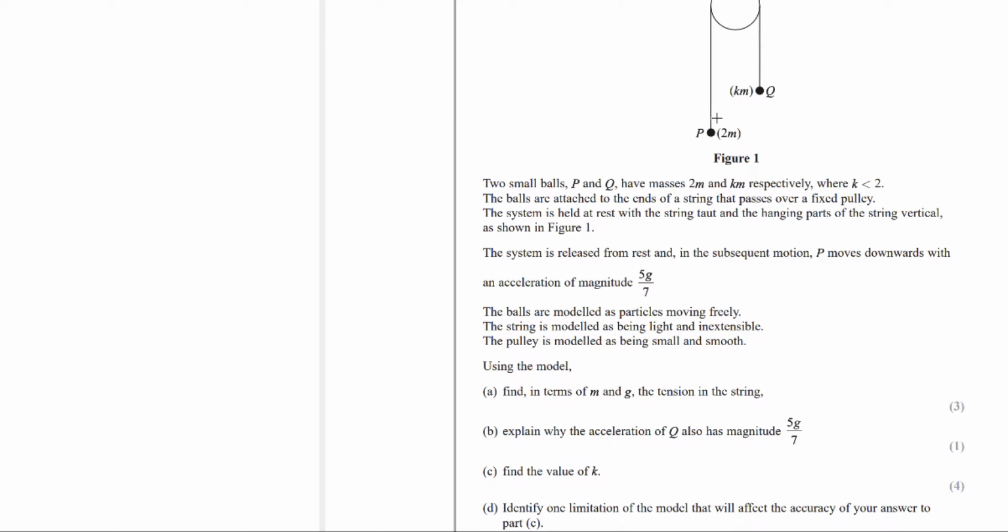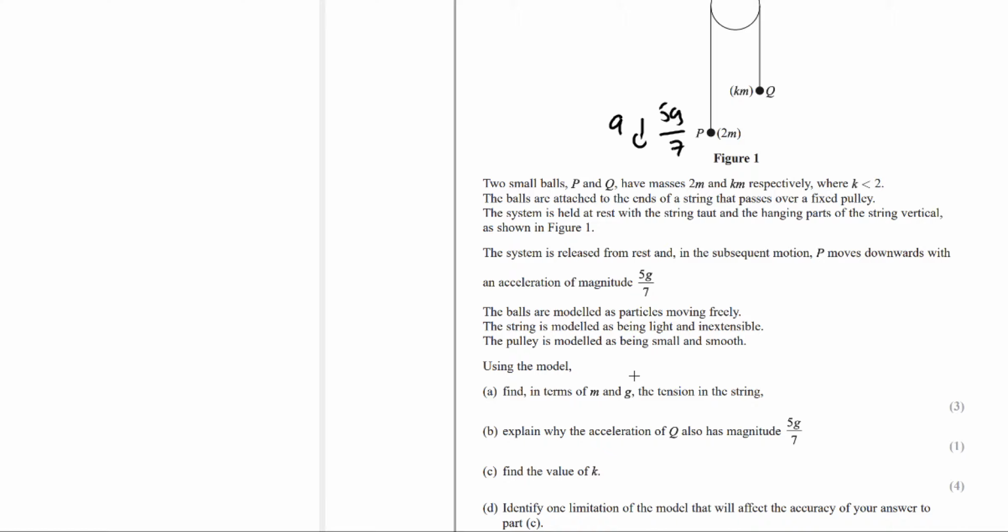From here, that is useful for us to know because we know that this is accelerating downwards at 5g/7. The strings and pulley are moving freely, modelled as light and inextensible, and the pulley is modelled as small and smooth. Using the model, find in terms of m and g the tension in the string.